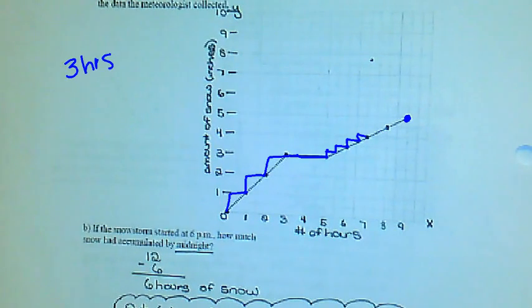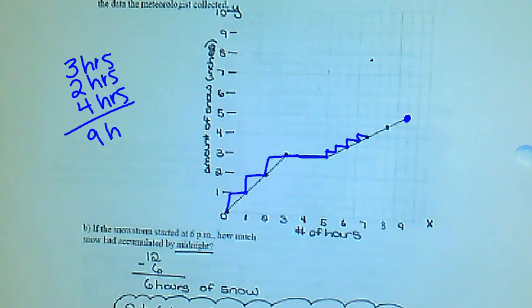So if you do that, we have 3 hours, 2 hours, and then 4 hours. So that's a total of 9 hours. So that's where it's going to stop, right?